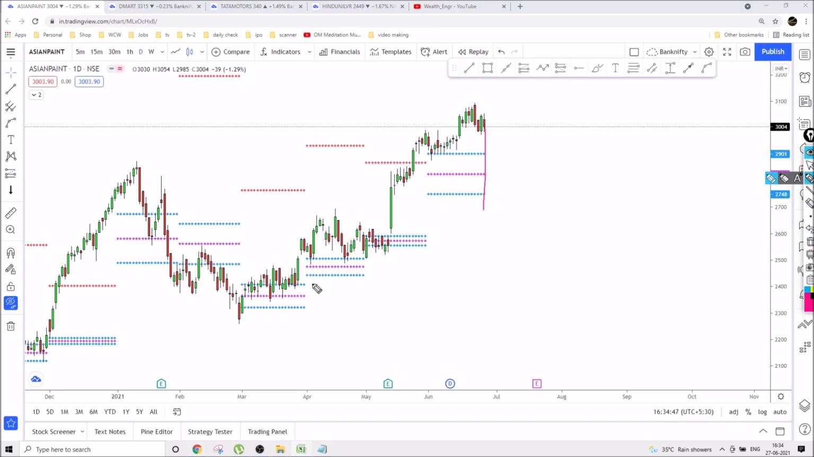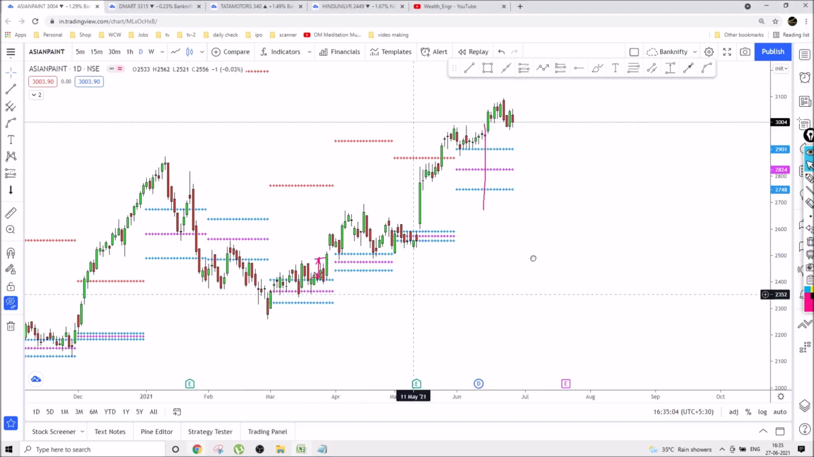Okay, even if something goes wrong and you hit the stop loss, the stop loss will be only 5%. Okay, only 5%. And how do you need to take the stop loss? It has to be on a daily closing basis.